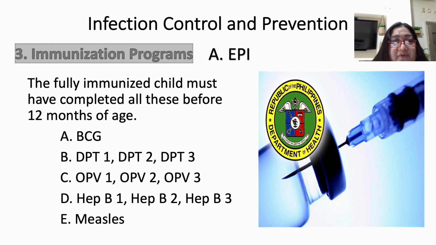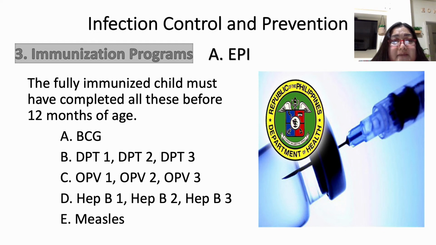Next, OPV 1, 2, and 3, oral polio vaccine, given at 6 weeks in 3 doses, 4 weeks apart. How much? 2 to 3 drops oral. The extent of protection against polio is increased the earlier the OPV is given. This keeps the Philippines polio-free. But there is also now an injectable polio vaccine.